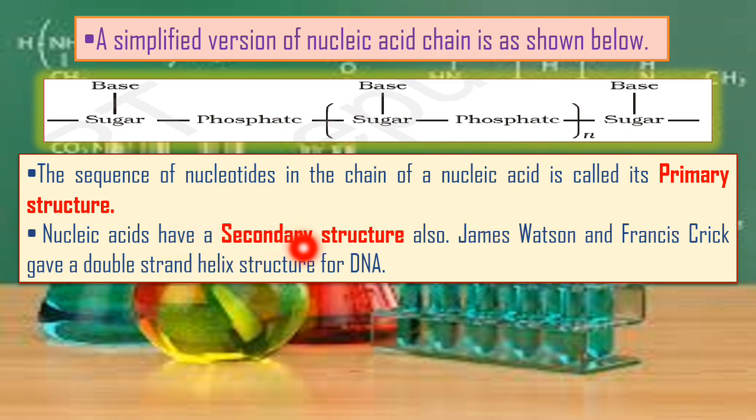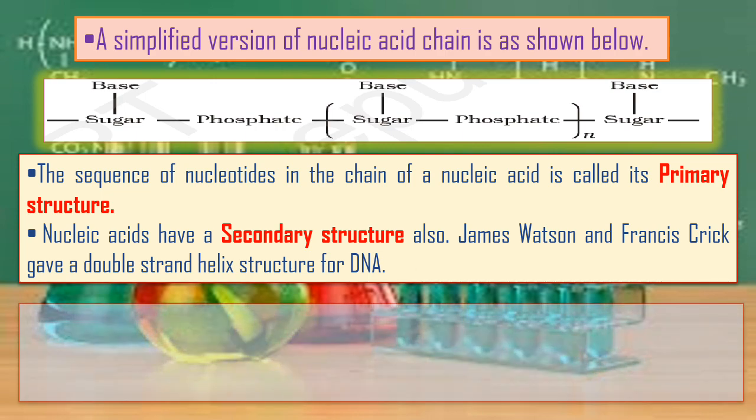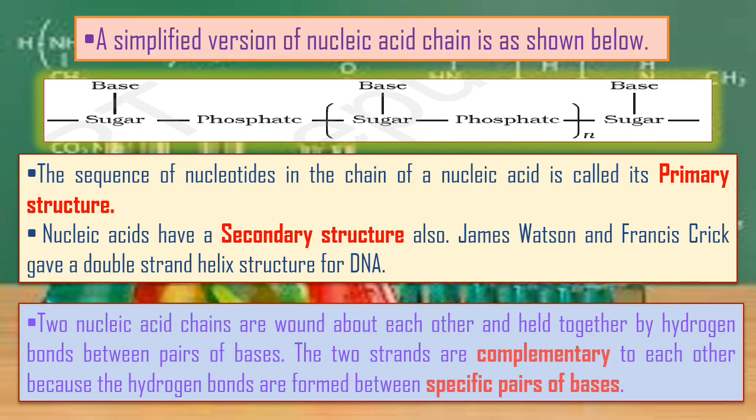In a nucleic acid we come across primary structure as well as secondary structure. Whenever a primary structure gets folded, we get a secondary structure. We have discussed this in protein biomolecules. The same thing we come across here also, when nucleic acids also have a secondary structure. A very good example is the Watson and Crick model of the double helical structure of DNA, which you are learning in biology. James Watson and Francis Crick gave a double strand helix structure for DNA. That structure is what? A secondary structure.